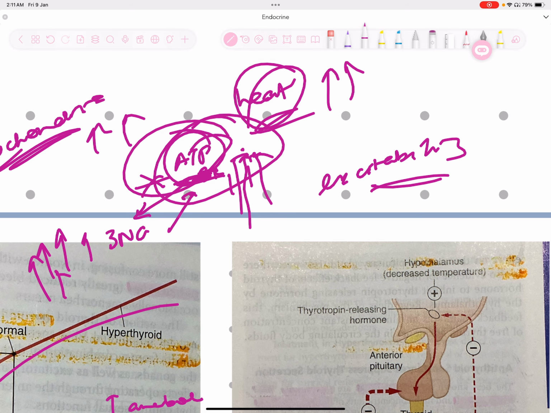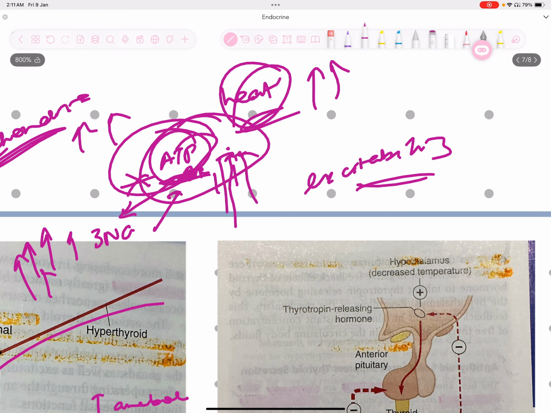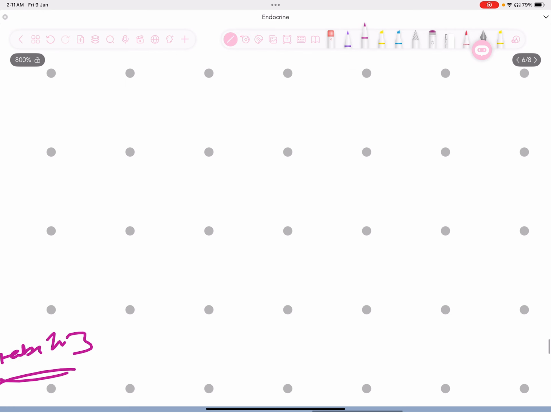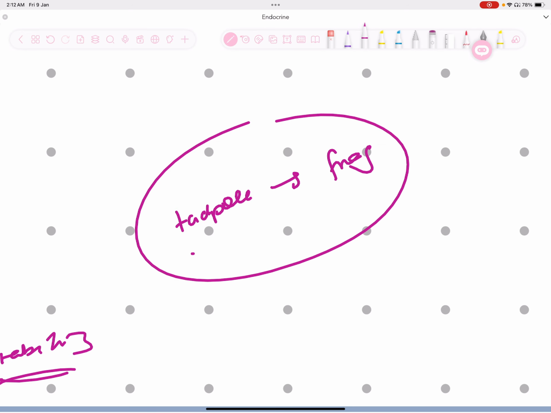Now, how does thyroid hormone have an effect on growth? Under experimental conditions, it was noticed that it caused metamorphic change of tadpole into frog. So the tadpole was given thyroid hormone and it eventually converted to a frog. So it basically has a very important role in growth and development.